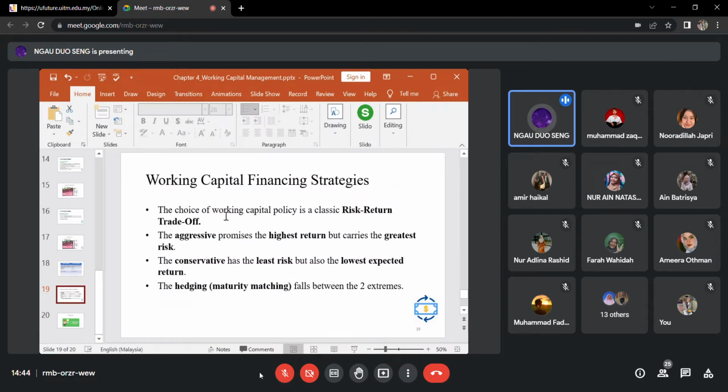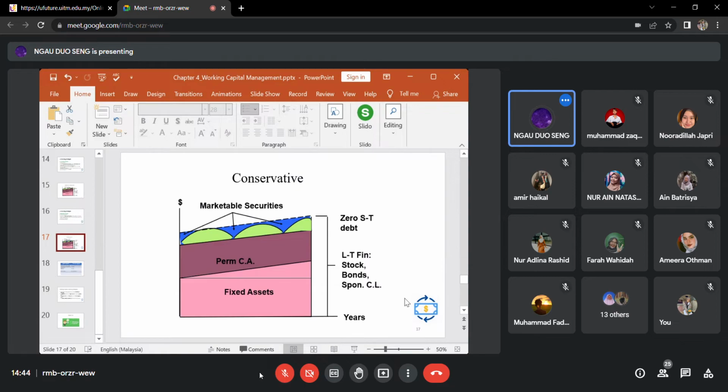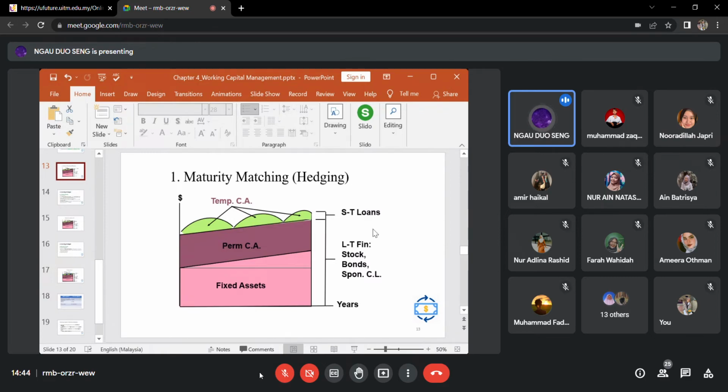Okay, then we have the working capital financial strategy. The choice of working capital policy is the classic risk-return trade-off. If you want to have high return, then you choose the aggressive. If you want to be less risk, then you choose conservative. If you want moderate, then you choose maturity matching, or this one is moderate. So again, this one depends.